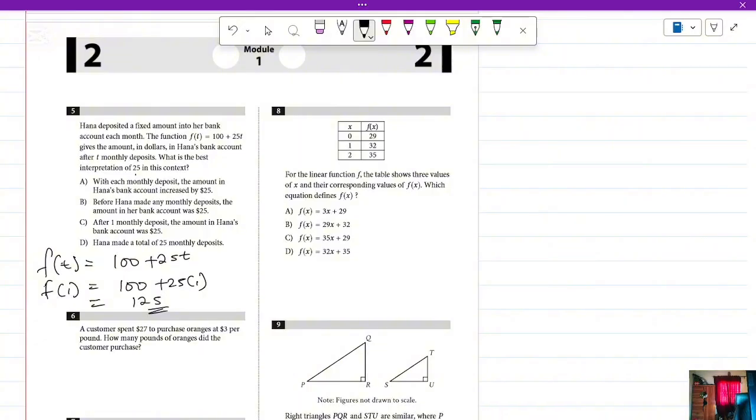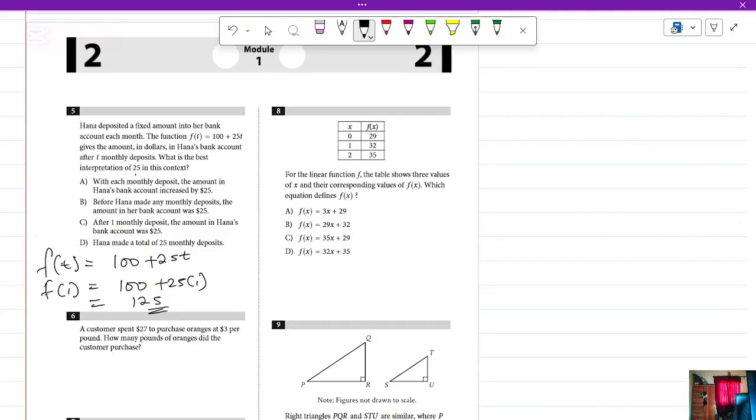Now, let's look at the options. With each monthly deposit, the amount in Anna's bank increased by what? $25. That is option A. For B, before Anna made any monthly deposit, the amount in her bank account was 25. C, after 1 monthly deposit, the amount in Anna's bank account was $25. D, Anna made a total of 25 monthly deposits.